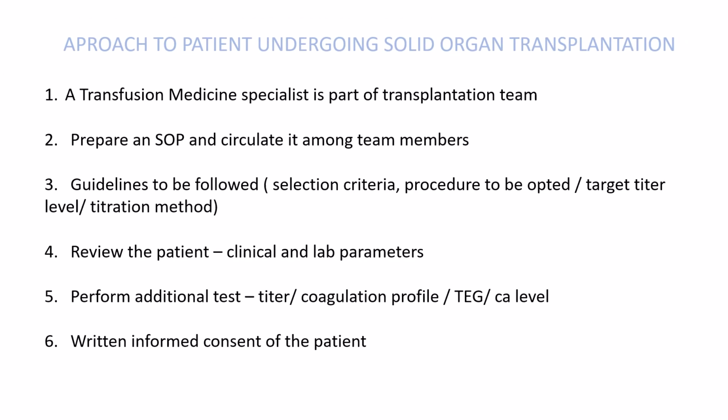How to approach a patient who is undergoing solid organ transplantation? As a transfusion medicine specialist, it is part of the transplantation team to prepare an SOP and circulate it among the team members. Guidelines to be followed include selection criteria, what procedure needs to be opted for this patient, and target titer level plus titration method. Then review the patient's clinical and lab parameters, perform additional testing like coagulation profile, TEG and calcium levels, and take written informed consent from the patient.